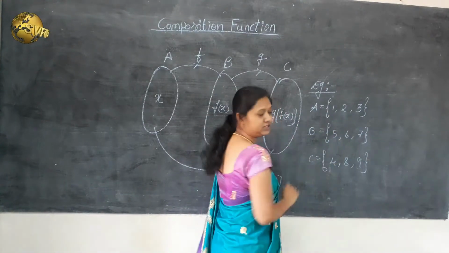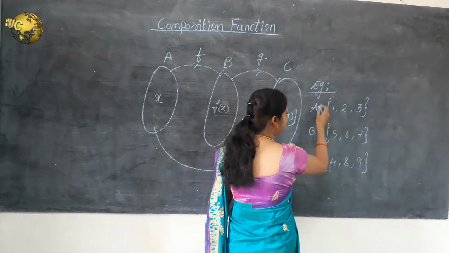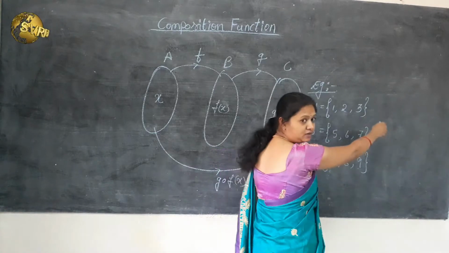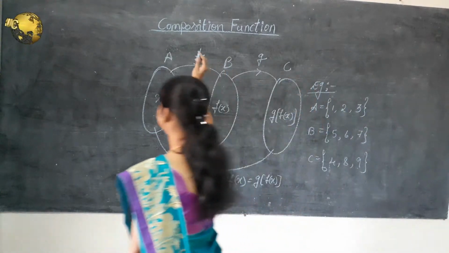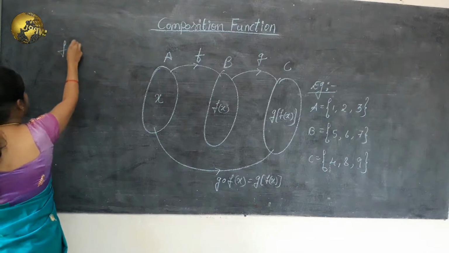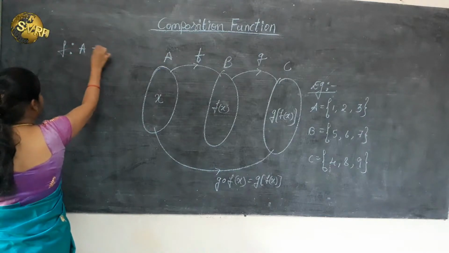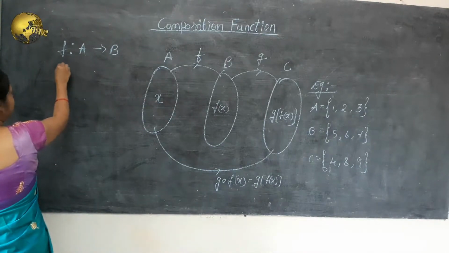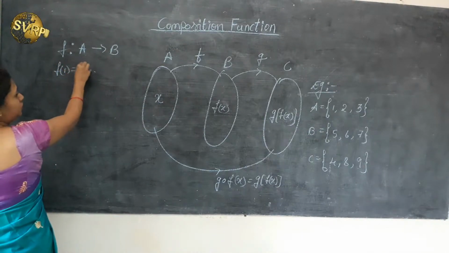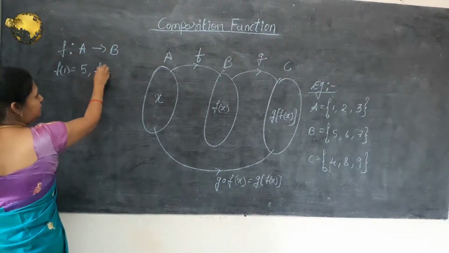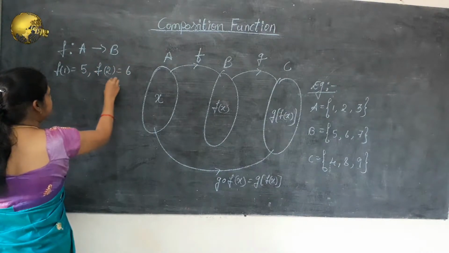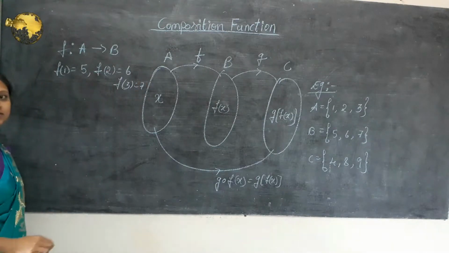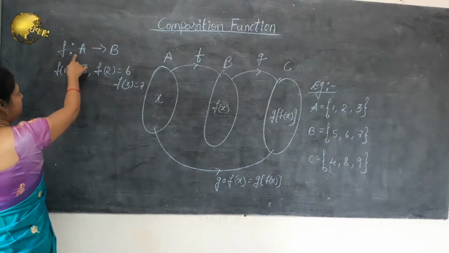As we know, the set A to B is defined by the function f. So I map the terms. Let us define the function from A to B. How can I map it? Then f of 1 is equal to 5, f of 2 is equal to 6, f of 3 is equal to 7. So I have considered the function from A to B.